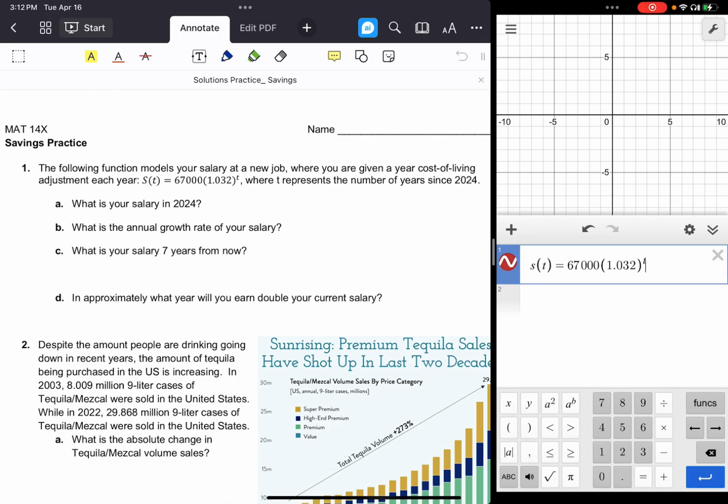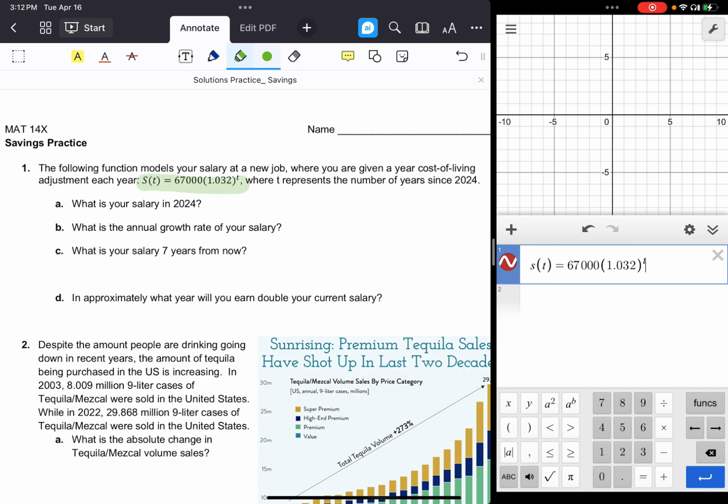In this video, we're going to work through some exponential function problems. On this very first one, we are given a function to model salary at a new job, and it's given right here. So it's an exponential function, which means it's percent growth.